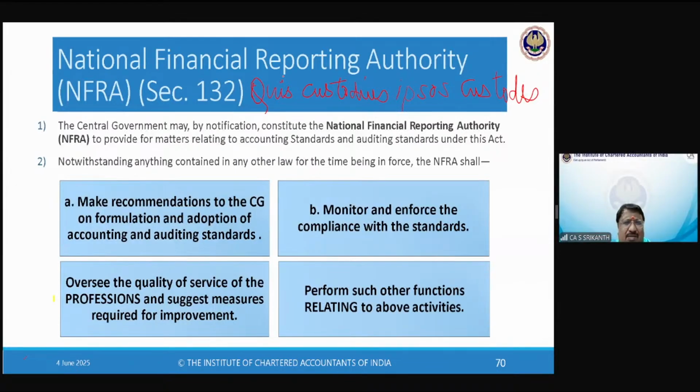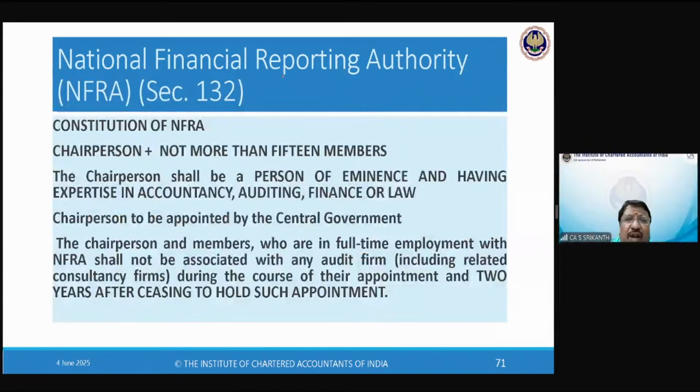But yes, as a conscience keeper of the nation, NFRA, quis custodiet ipsos custodes, they can blow the whistle and monitor if there is gross mismanagement where a whole profession becomes totally unethical. They can say, hey, this is not fair. But otherwise, well-regulated professions need not be interfered with, is the general theme. Perform such other functions relating to the above Act. So I'm giving you the background of NFRA.